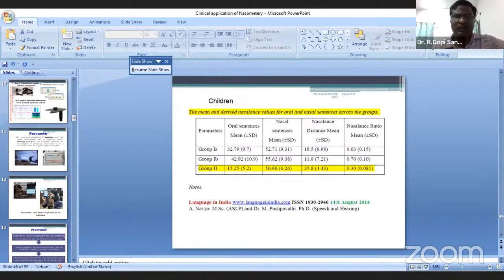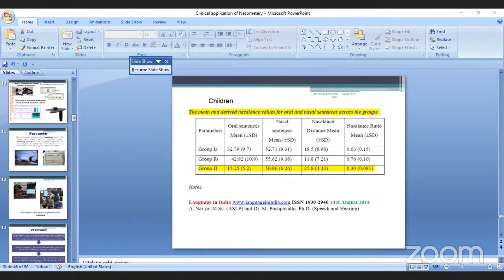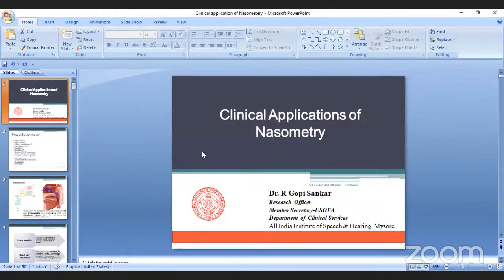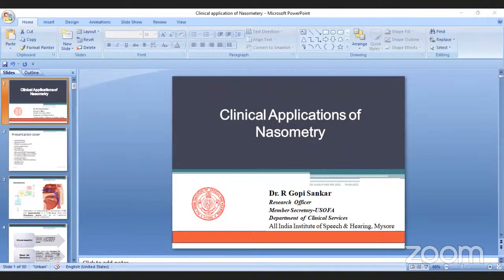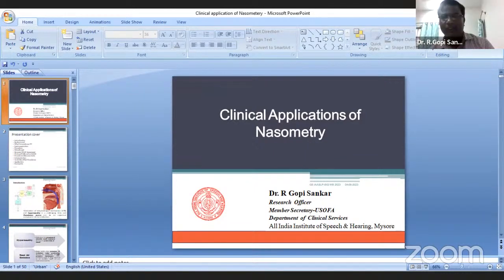So my first slide is visible. The slide being shown is the mean and derived nasalance value for oral and nasal sentences across the group of children. This is probably slide number 10. Yeah, this is the first slide: Clinical application of nasometry. Now you're trying to make it full screen, sir. Now can you see? I think there is a lag going on. Just give us some time, sir.